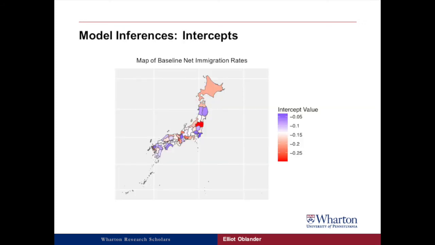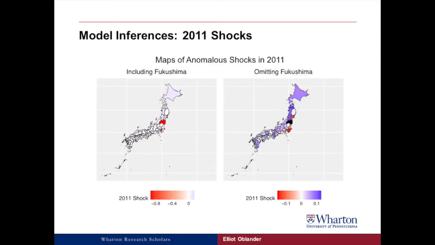This map gives the posterior mean intercept values for each prefecture of Japan. What these values essentially tell us is how much variation there is between prefectures that can't be explained by our covariates. These maps show the effects of the 2011 nuclear meltdown based off of the model.